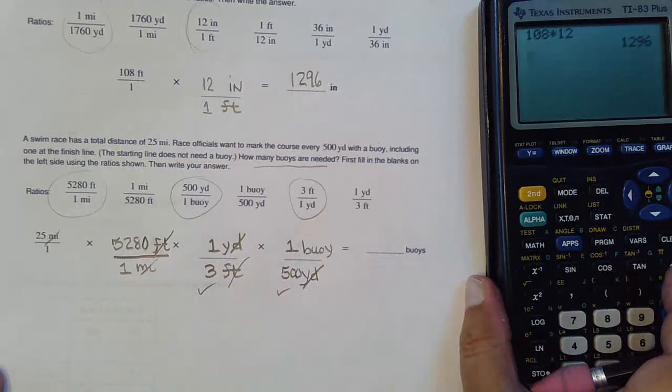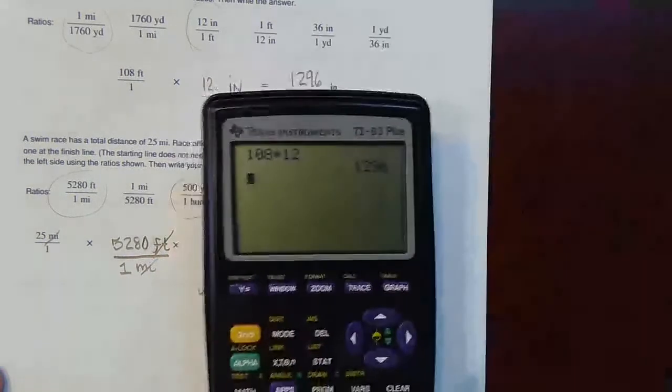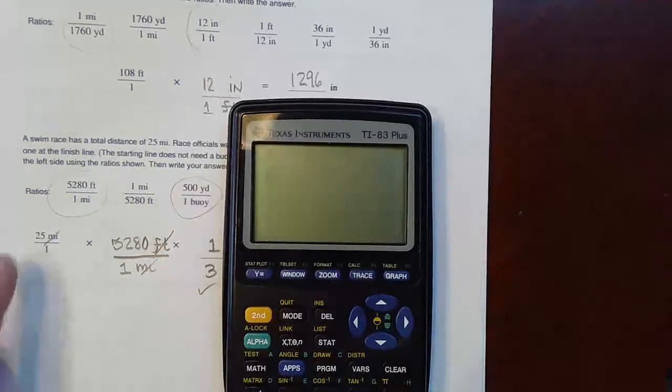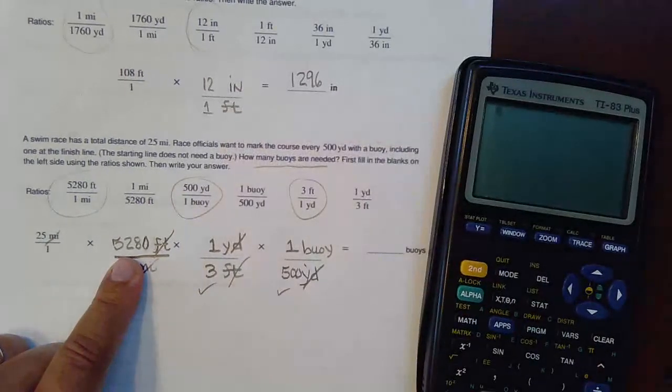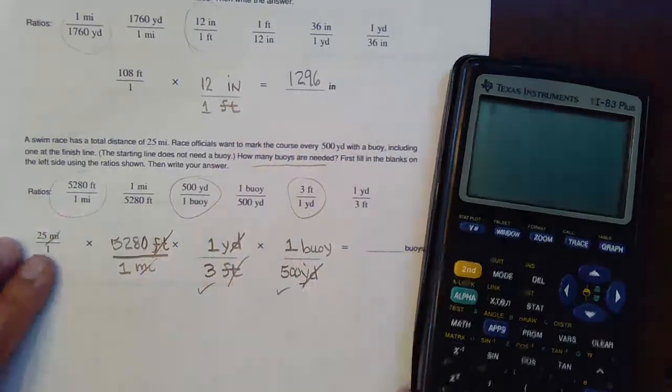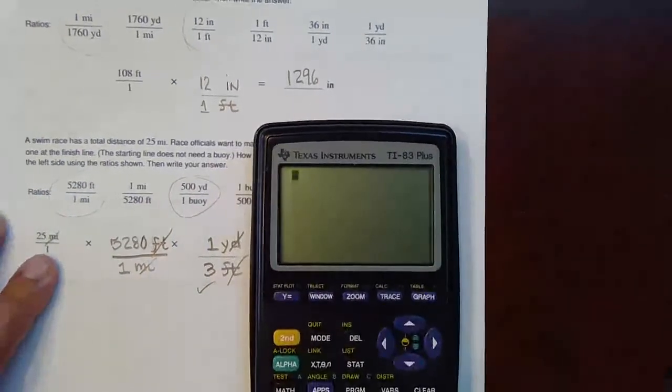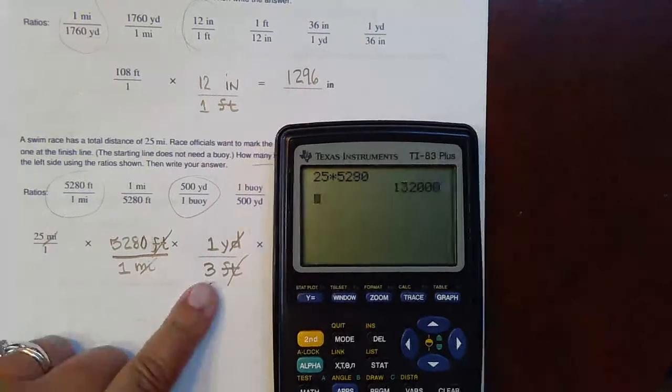Okay, let's get the tops multiplied out. I'm going to put this in the calculator. 25 times 5280. Those are the only numbers at the top that matter because you're not going to multiply by 1 successively because it won't change your answer. So 25 times 5280. Get that big number at the top, and then my divisors are, first one's 3.